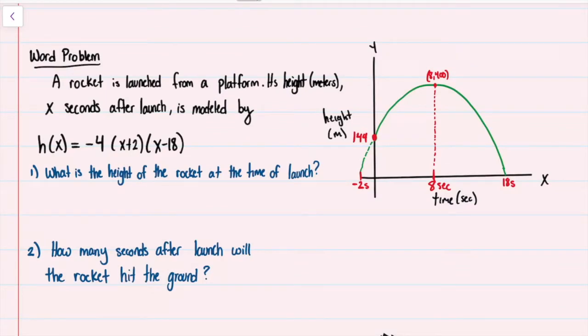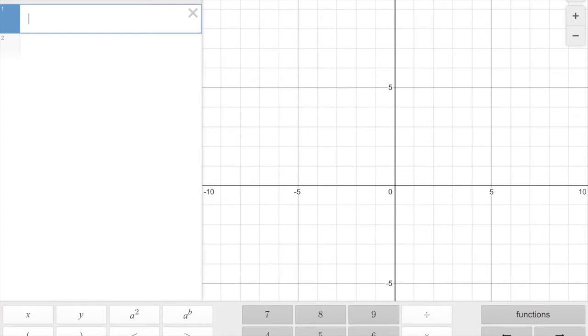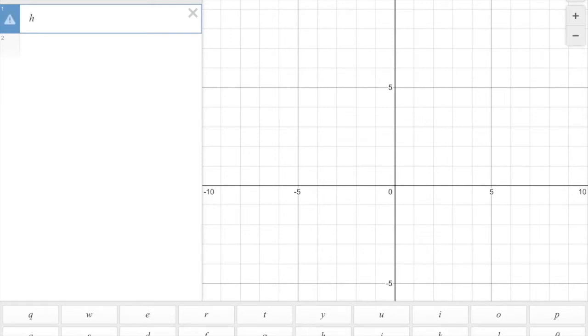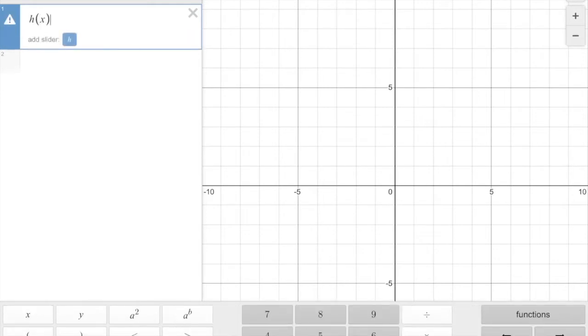So here is a great problem for you guys to practice parabolas. We have a rocket that is launched from a platform, and they give you the equation h of x equals all of that. Well, I told you guys during class, always use decimals so it can help you understand the equation you're looking at. Well, how about we graph this on decimals then? Let's go ahead and do h of x. It's h parentheses of x equals.